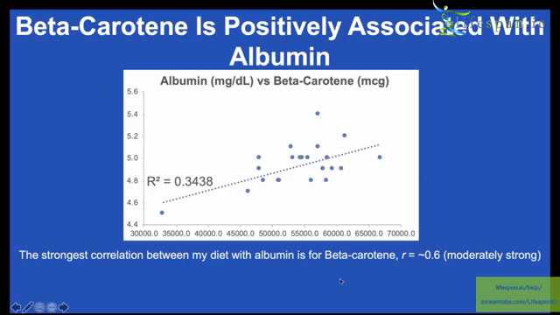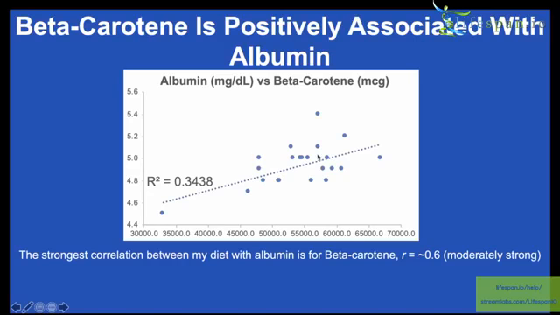So the correlation for beta carotene with albumin is moderately strong, about 0.6. Remember, a correlation of 1 or -1, as close to those extremes as possible, is as linear as a linear correlation gets, and it increases in strength as you get closer to 1. So granted, it's not perfect, but it's a moderately strong correlation. So I shoot for about 5, which is biological youth.